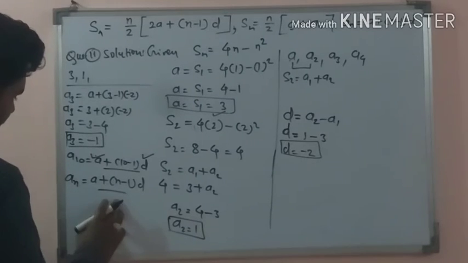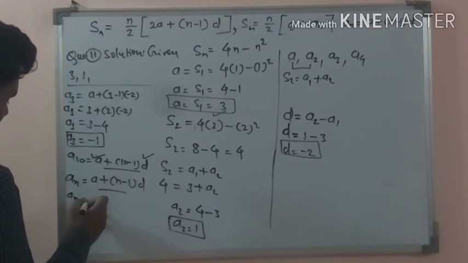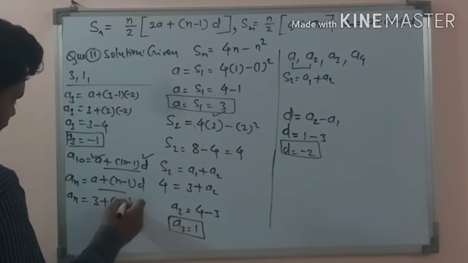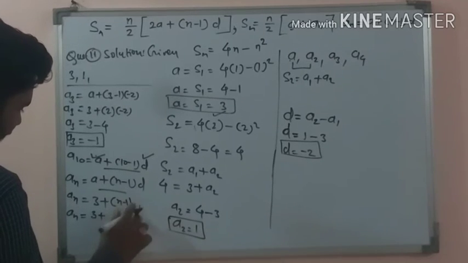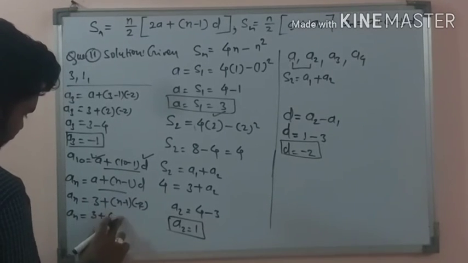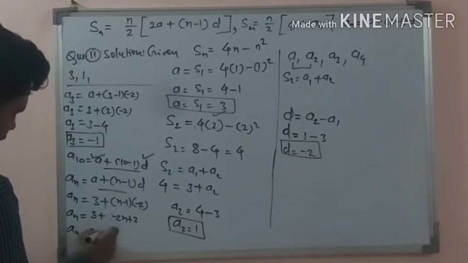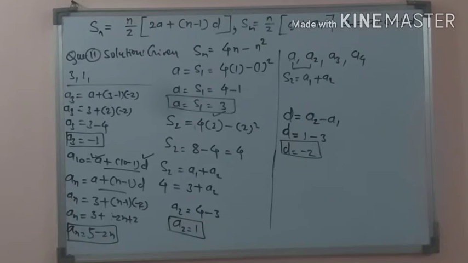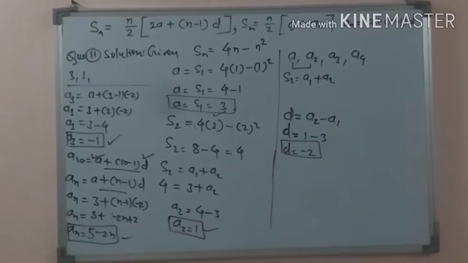So put in every value, then we get an is equal to 3 plus n minus 1 times d. So an is 3 plus, the value of d is minus 2, so n minus 2n plus 2. Remove the bracket, so an is equal to 3 plus 2, which is 5, plus 5 minus 2n. This is our nth term value. So this is our answer, and finally our question is solved, okay dear students.